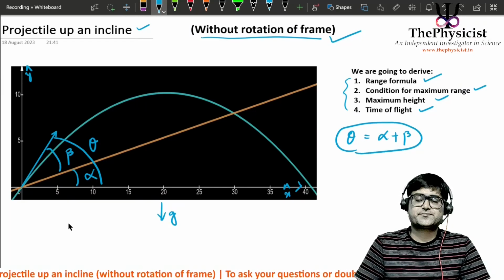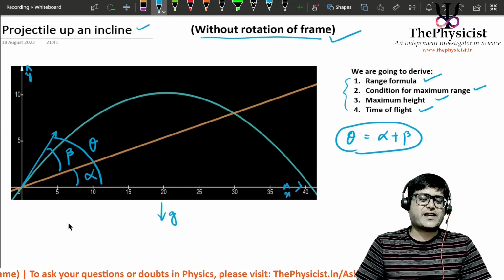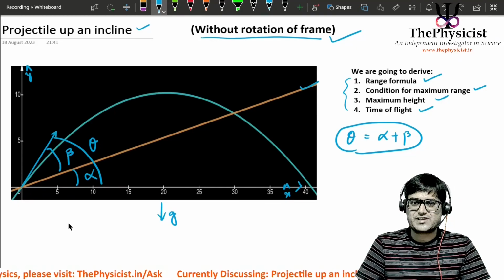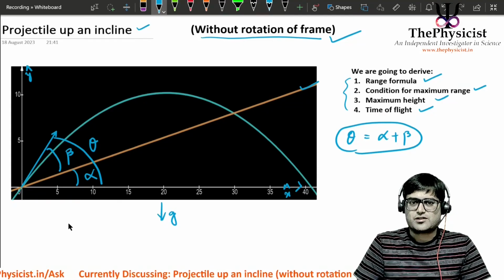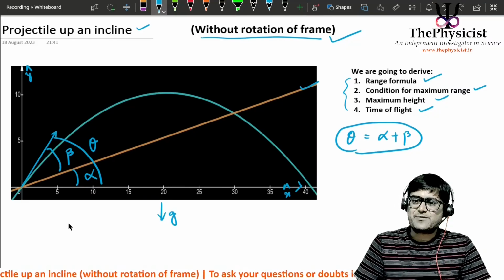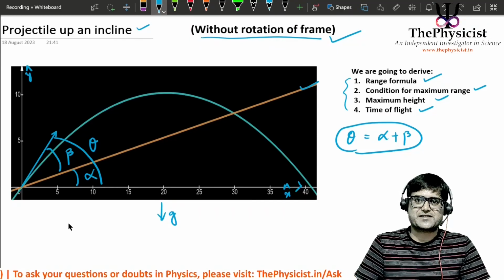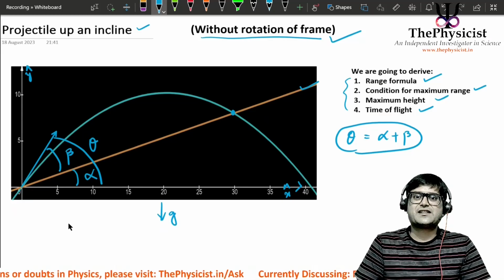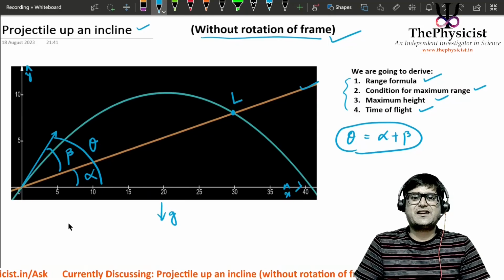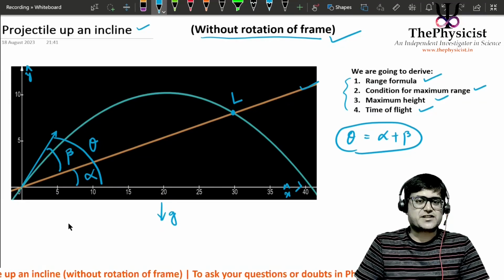Just remember that. Now, let's take the usual case. Since we are not rotating the frame, if I remove this incline, then it's the usual ground to ground projectile and everything remains the same. What happens when I bring in the incline? It simply puts a constraint on the entire case, because once the particle hits the incline at this particular point, let's call this point L, there are certain limitations on the variables. We will discuss that one by one.